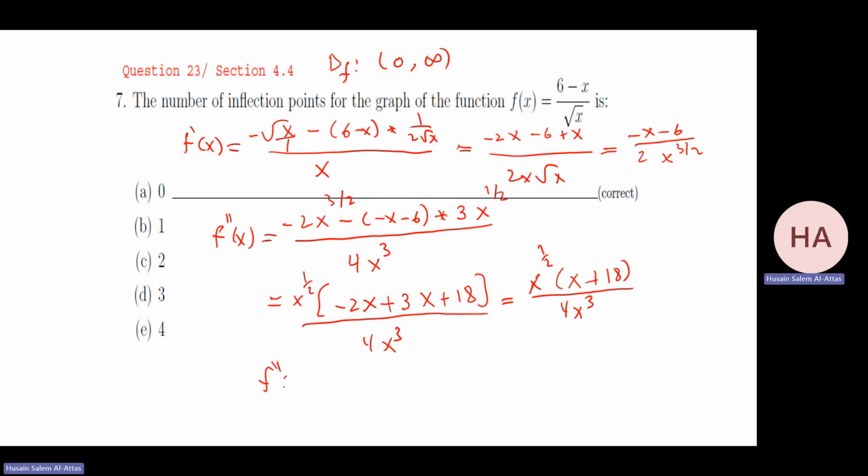If f double prime equals 0, I'm getting what? x equals minus 18, which is not in the domain of f. Okay. 0 is not in the domain, so I have from 0 up to infinity. So 0 cannot be an inflection point because there is nothing to the left, just to the right. So the number of inflection points is 0.